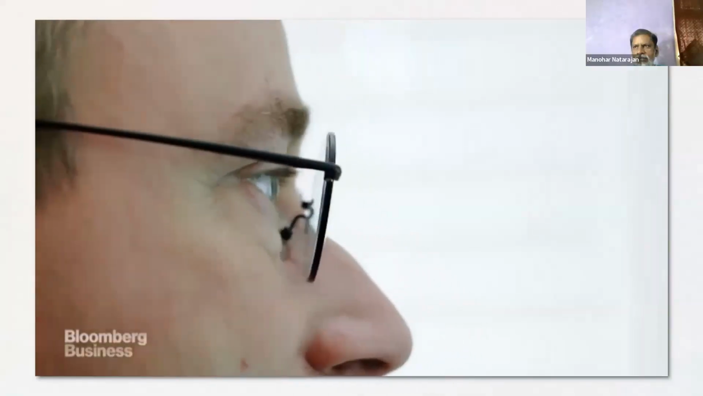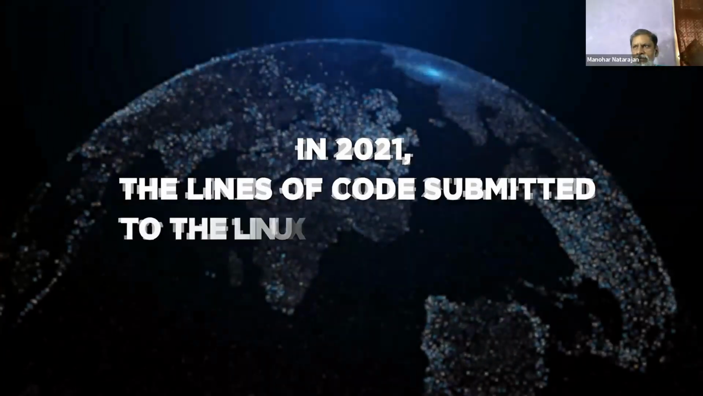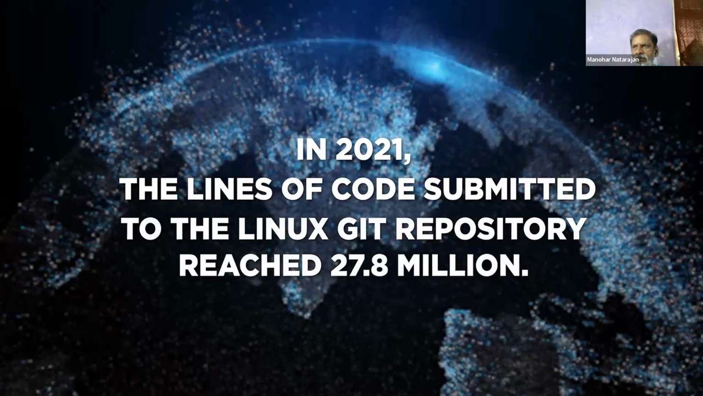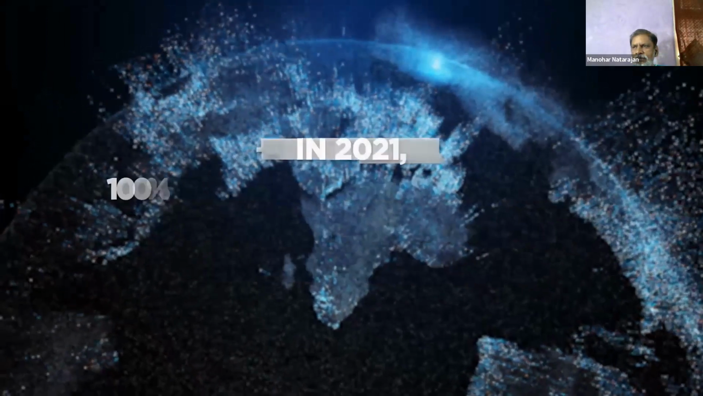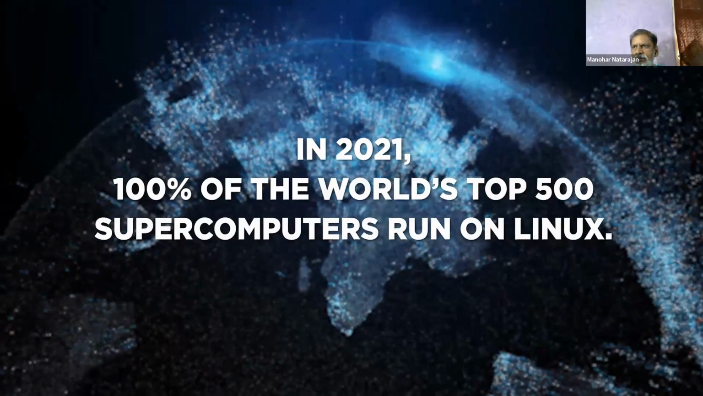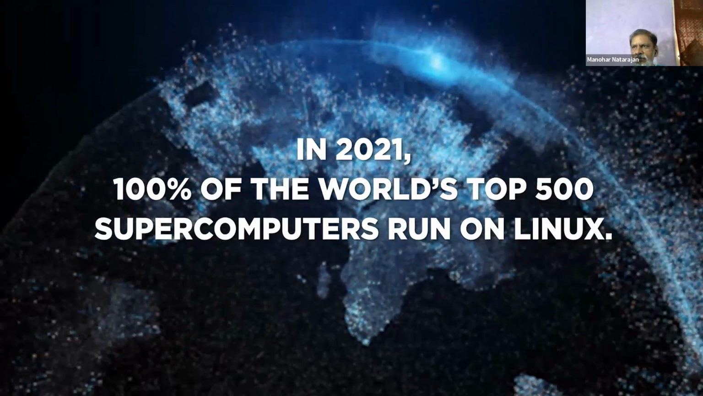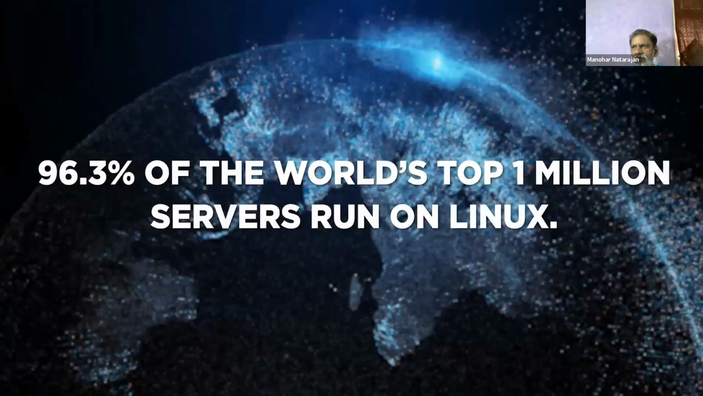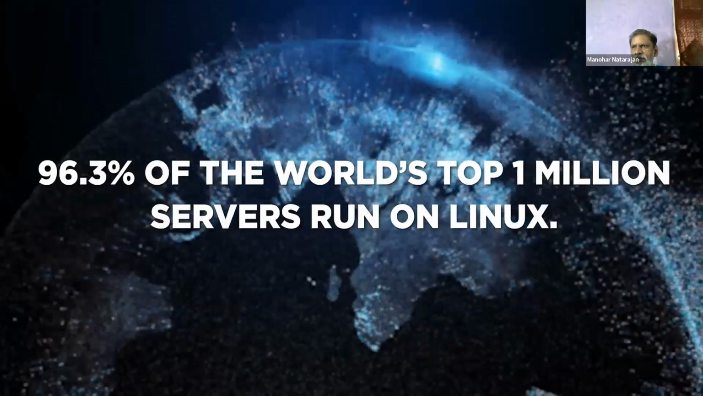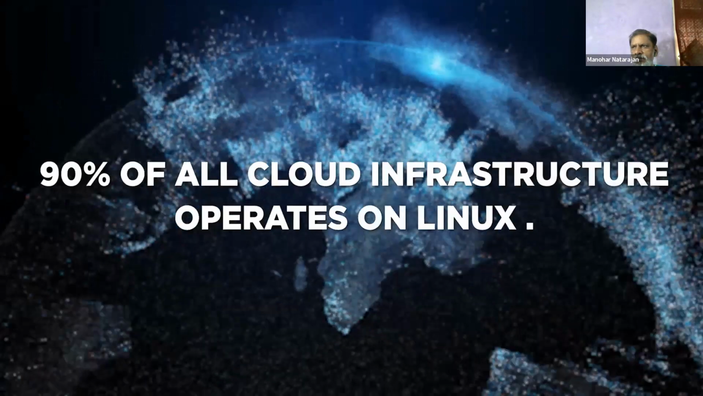And to me, this is such an inspiring thing because at the end of the day, this is just a story of one person who decided to make something that he thought was cool and then shared it with the world. The future of Linux looks really bright, and as of 2021, there are more than 27 million lines of code in the Linux Git repository, and all of the world's top 500 supercomputers run Linux. If you look at the top 25 websites in the world, then all but 2 run Linux. Likewise, 96% of the world's 1 million top servers and 90% of cloud infrastructure runs Linux.